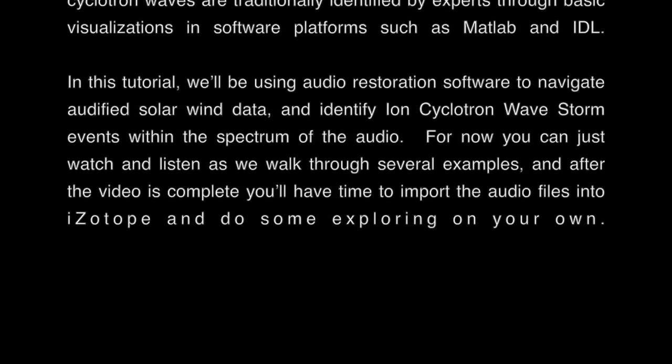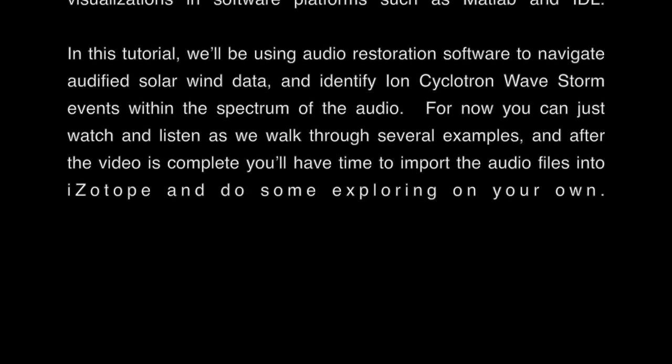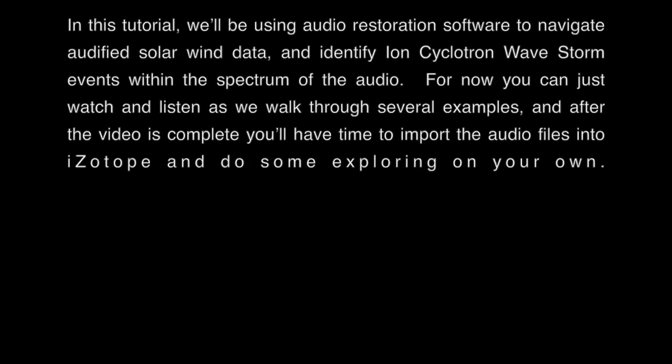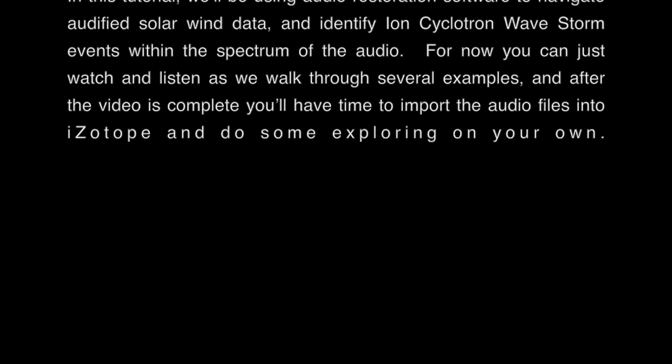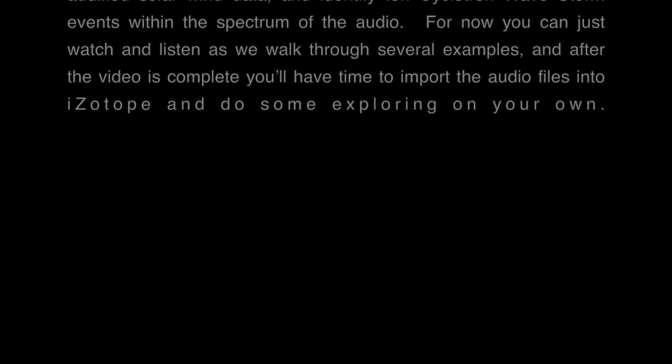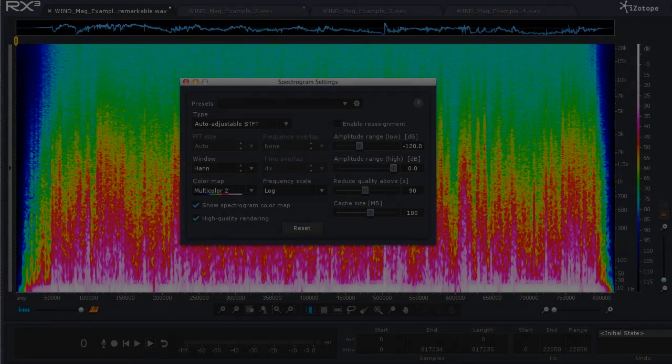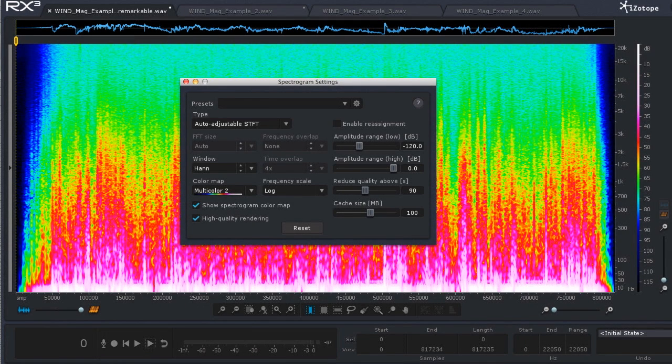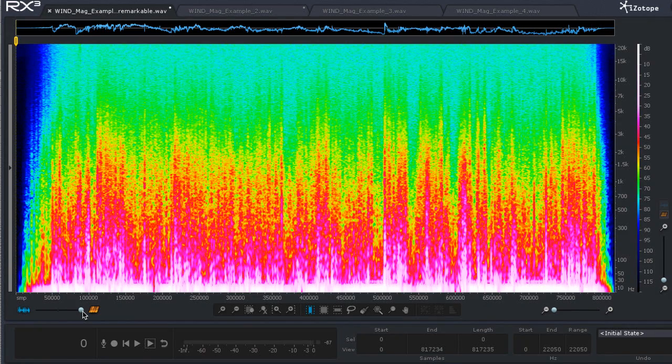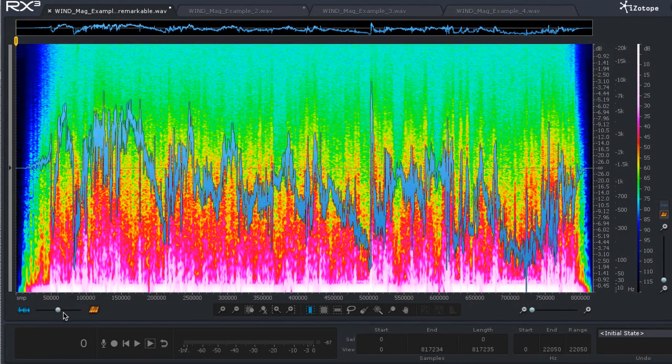For now, you can just watch and listen as we walk through several examples, and after the video is complete, you'll have time to import the audio files into iZotope and do some exploring on your own. We'll be using the spectrogram settings that we applied earlier in this tutorial series, which are displayed here. And we'll be focusing on the spectrogram instead of the audio waveform, so we'll click and drag this slider all the way to the right.